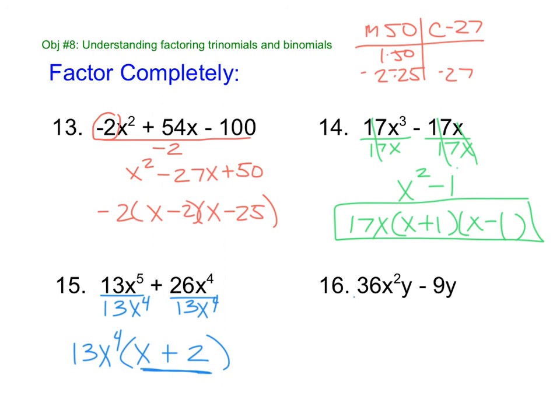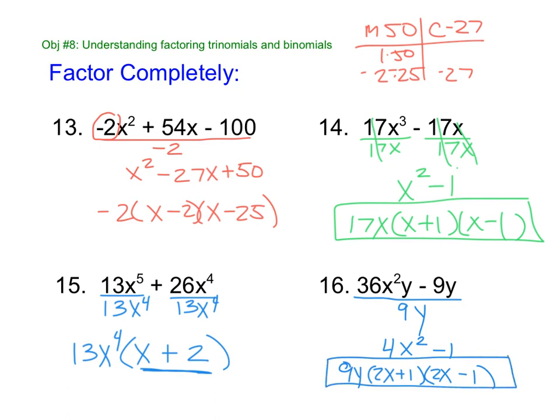All right, this one's the hard one. What is your GCF here? Notice there's y's in both of them. And here's the thing that gets kids: kids always forget about the 9. 9 goes into 9. 9 goes into 36. So when we divide, we get 4x squared. And then just like in number 14, 9y divided by 9y is 1. That's perfect squares again. 4 and 1, subtraction. 2x times 2x, plus 1, minus 1. And then don't forget your 9y in the front. That's challenging. That's definitely the hardest.